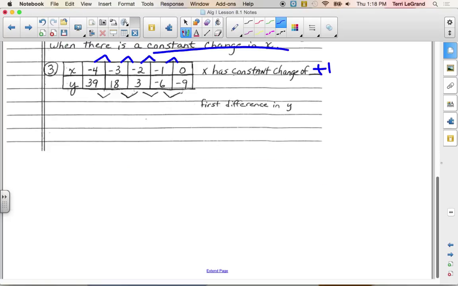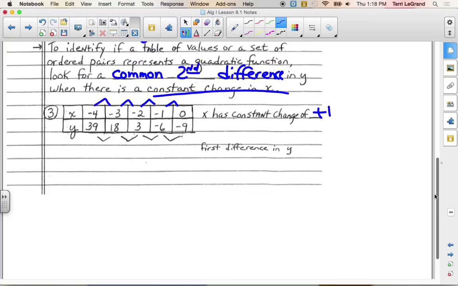So we're going to check out the first difference in y's. We don't multiply, we say, what do I have to do, add or subtract, and how much? To get from 39 to 18, what do I have to do? Subtract 21. To go from 18 to 3, subtract 15. 3 to negative 6, subtract 9. Minus 3, and the next one is subtract 3. Is it linear? No, there isn't a common difference there. None of those look alike.